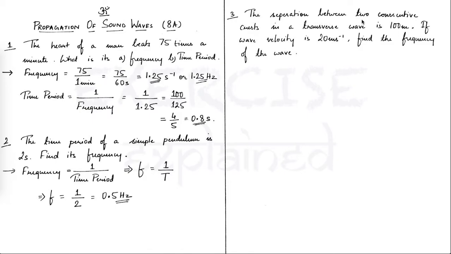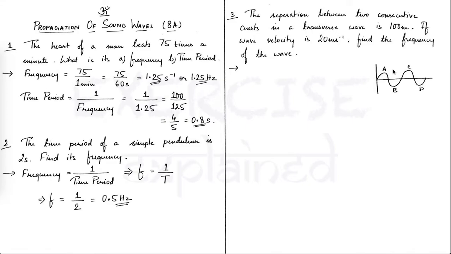The separation between two consecutive crests in a transverse wave is 100 meters. Now, suppose we consider a wave like this, up and down. So here, the separation between two consecutive crests means the separation between two consecutive top parts. As you can see, we have made a diagram here. So this is the wave which is going. So the separation between two consecutive crests means from A till C. So this much distance is given as 100 meters.